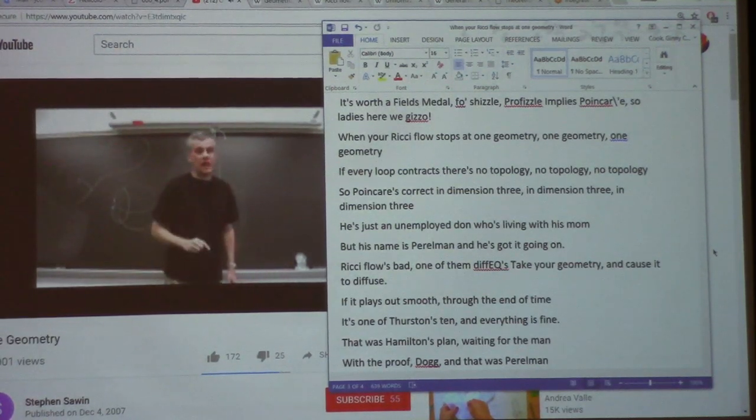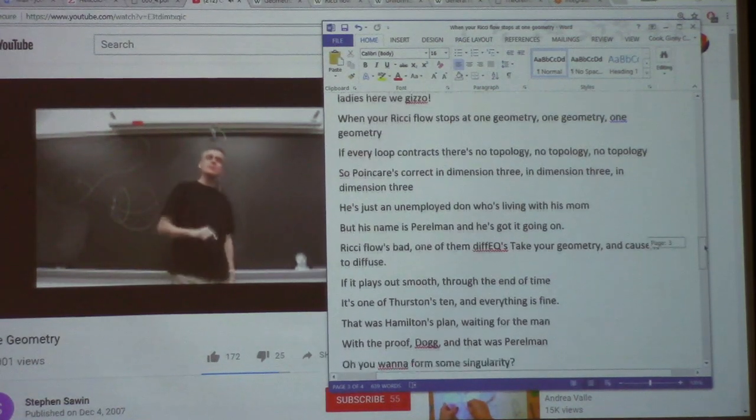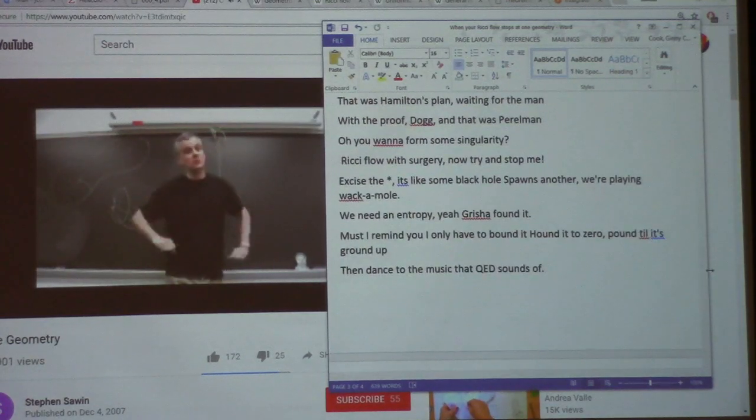Ricci flow's bad. One of them diffuses to your geometry. If it plays out smooth through the end of time, it's one of Thurston's 8. Everything is fine. That was Hamilton's plan, waiting for the man with the proof. Dog, that was Perelman. Oh, you want to form some singularity? Ricci flow with surgery. Now, try and stop me. Excise the line. It's like some black hole spawns another. You're playing whack-a-mole. We need an entropy. Let's remind you why we have to bound it. Bound it to 0, bound it till it's round up and down. QED sounds up.